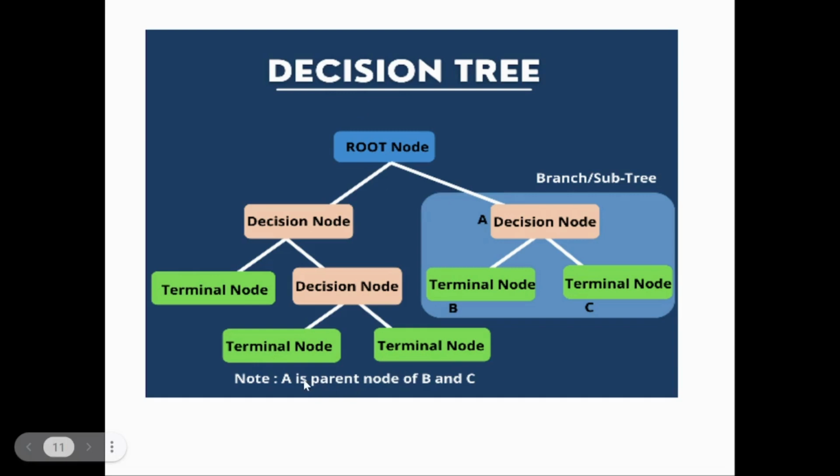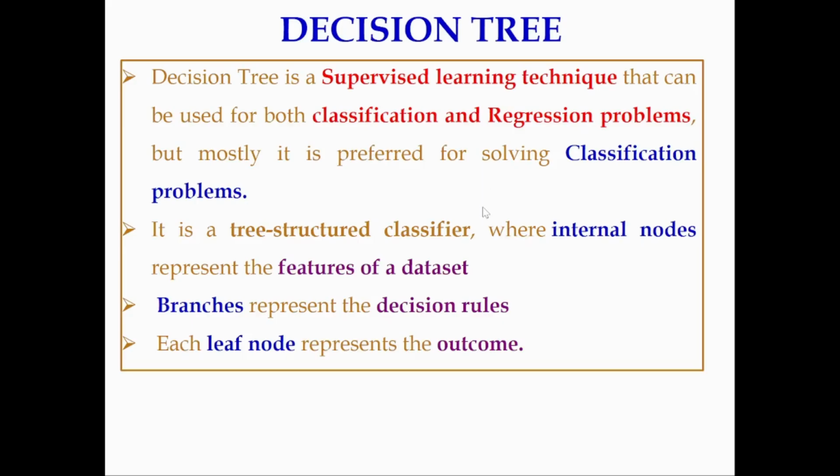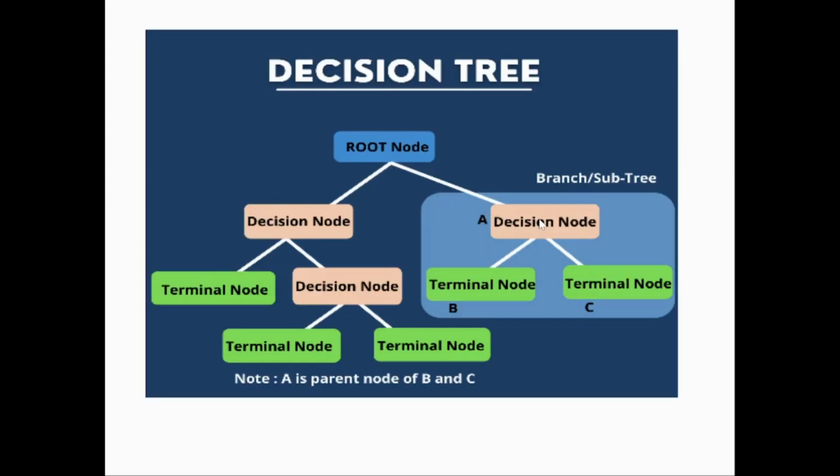A is the parent node of B and C. That means here A is the decision node and it is a parent for both B and C, as it makes the decisions B and C. This is the total decision tree representation. This whole thing will be called a branch or subtree.